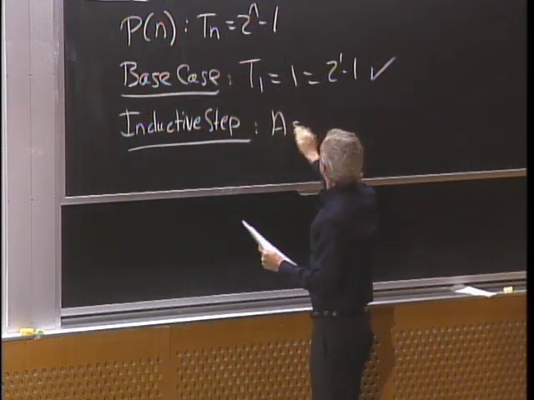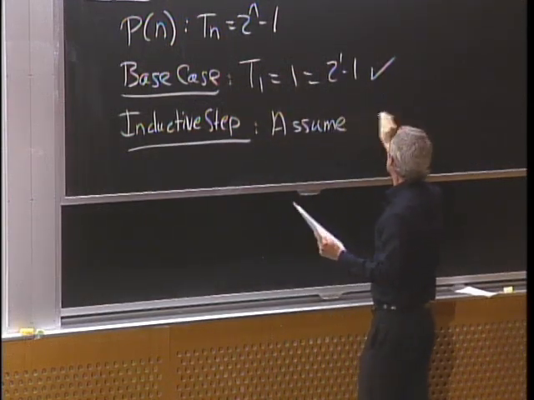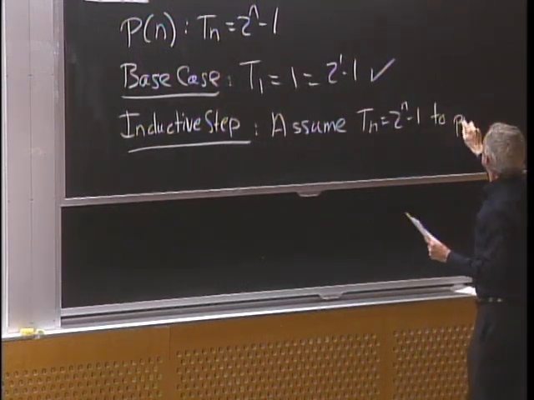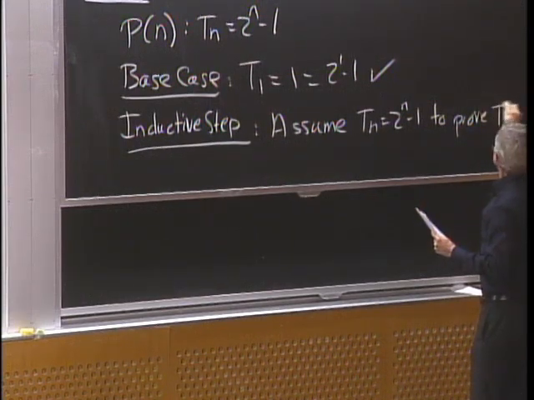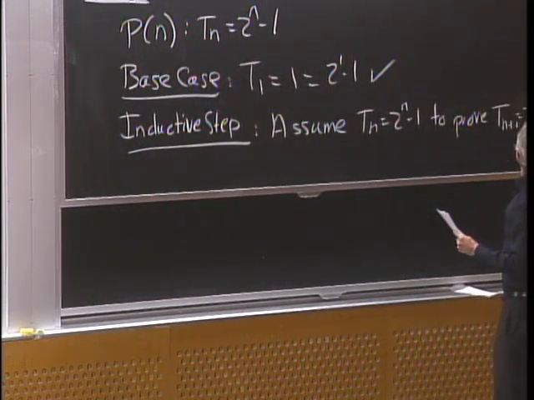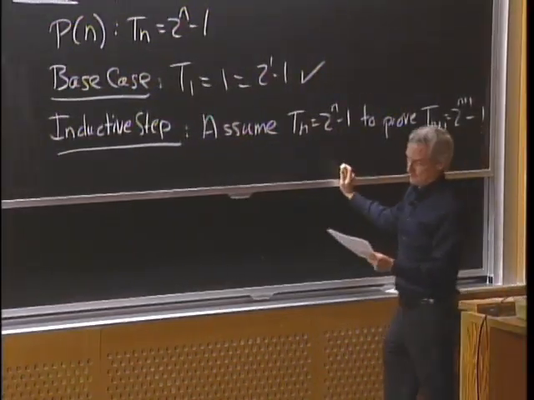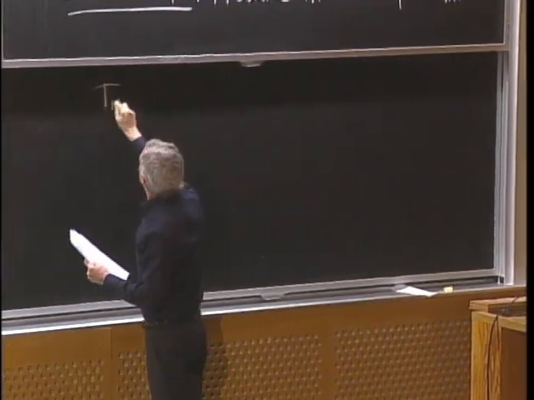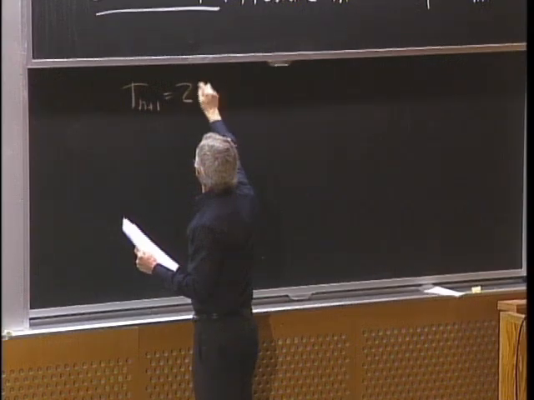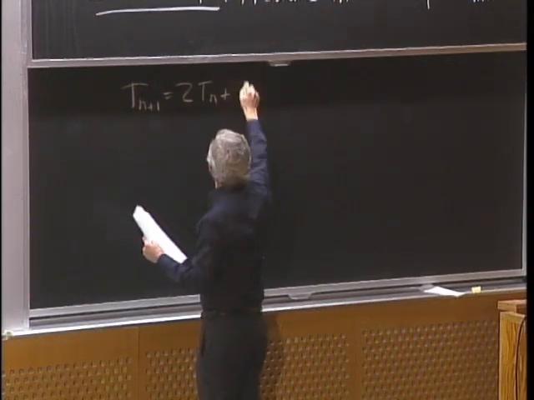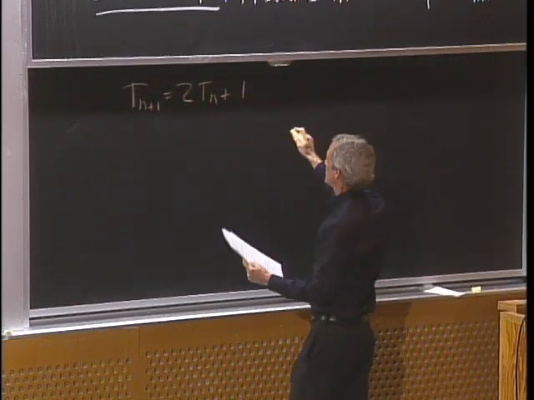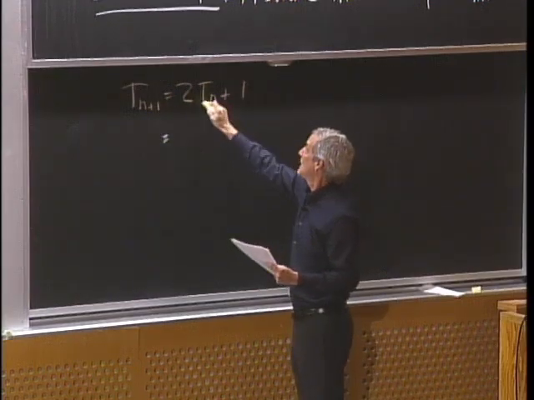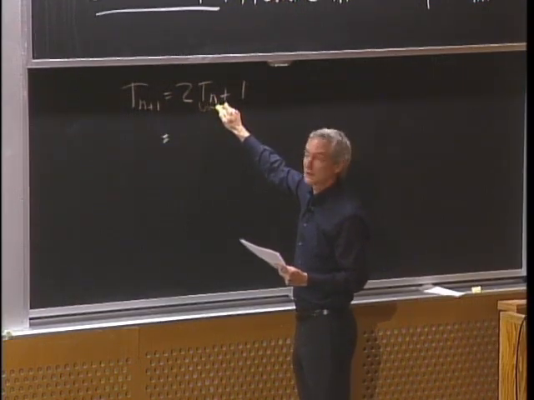We're going to assume P of n, that T(n) equals 2 to the n minus 1, to prove P of n plus 1, which is T(n+1) equals 2 to the n plus 1 minus 1. So very standard induction. So let's look at T(n+1) now. T(n+1) equals 2T(n) plus 1. That's just the recurrence. Now we plug in using our assumption from the induction.